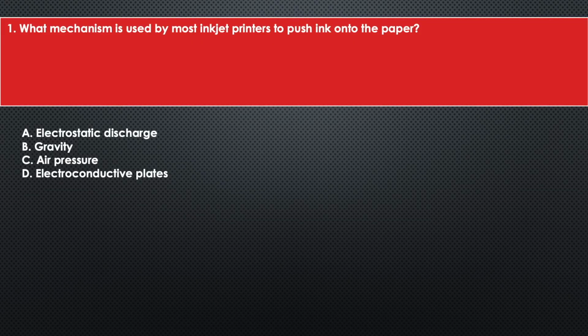1. What mechanism is used by most inkjet printers to push ink onto the paper? A. Electrostatic discharge. B. Gravity. C. Air pressure. D. Electroconductive plates. Answers: D. Most inkjet printers use electroconductive plates to push the ink onto the paper.